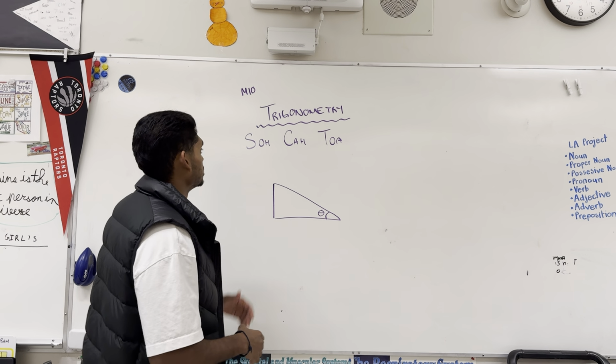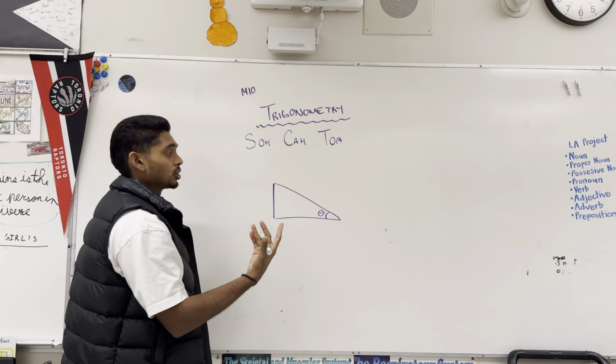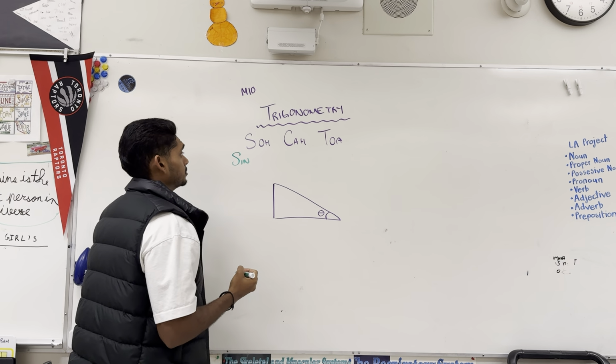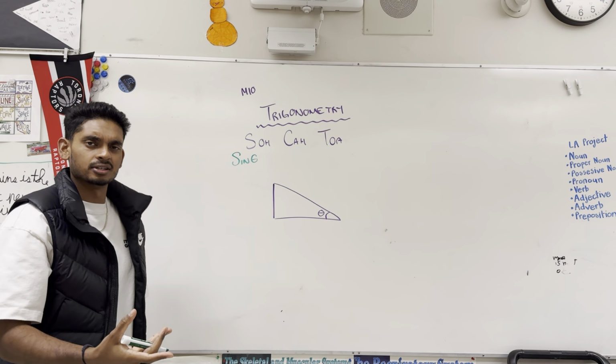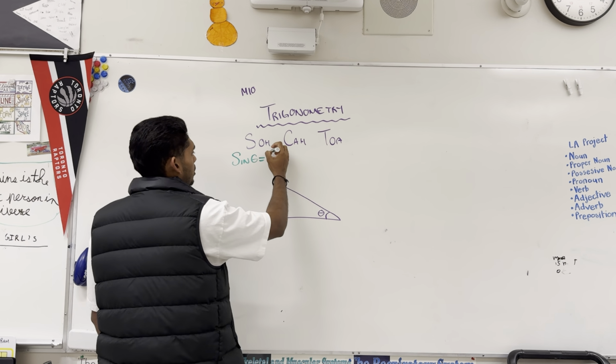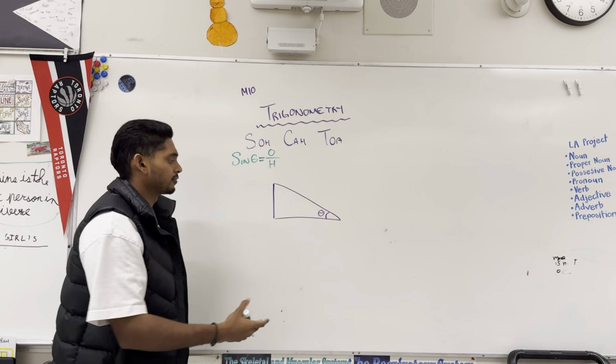Back to trigonometry. Let's break it down. What is SOHCAHTOA? What is SO? S stands for the sine function. Sine theta. That's like an angle symbol. Equals. O stands for opposite. H stands for hypotenuse. So we need to solve for this angle right here.